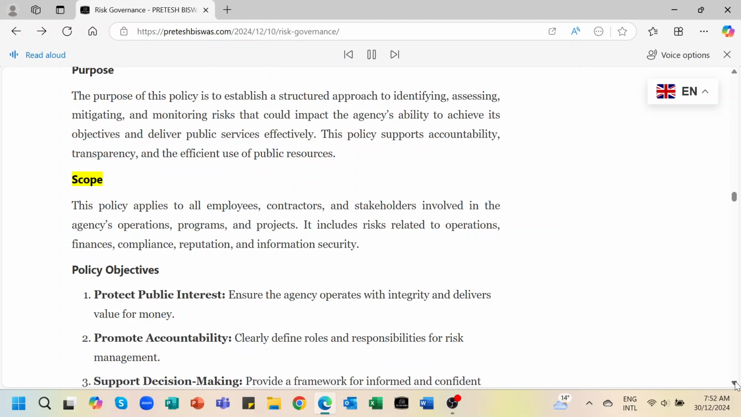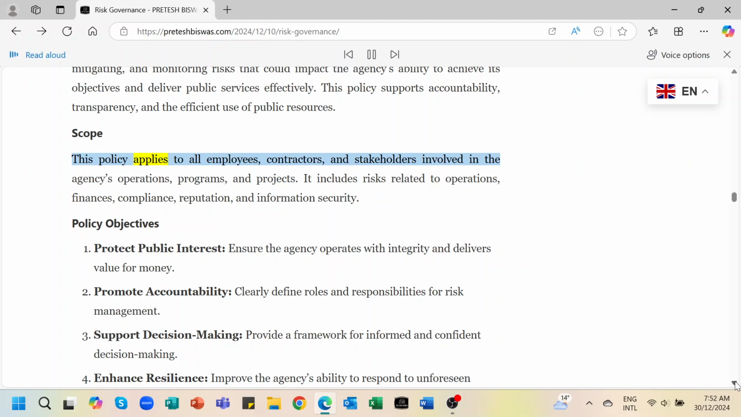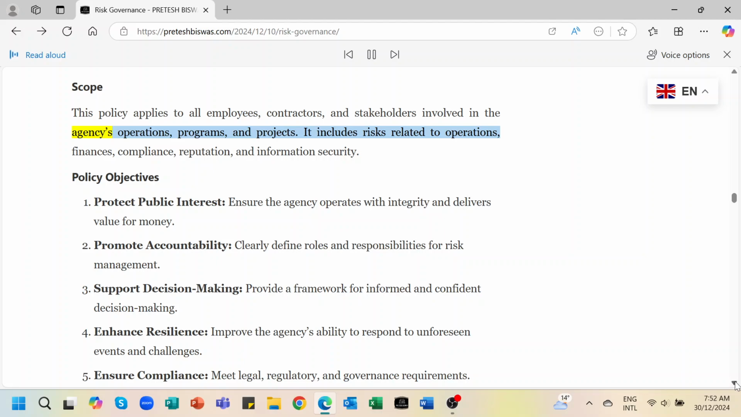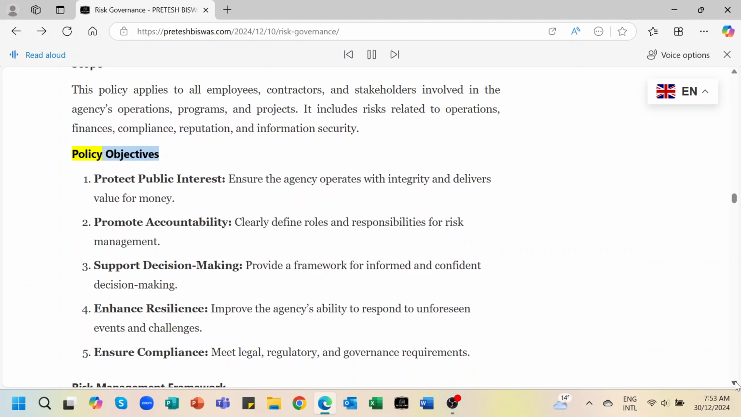Scope. This policy applies to all employees, contractors, and stakeholders involved in the agency's operations, programs, and projects. It includes risks related to operations, finances, compliance, reputation, and information security. Policy objectives.